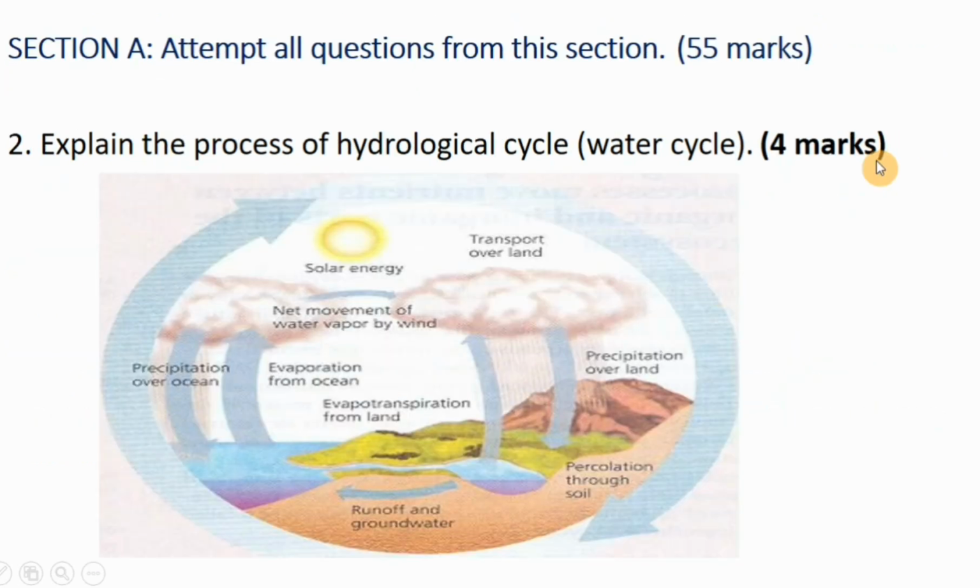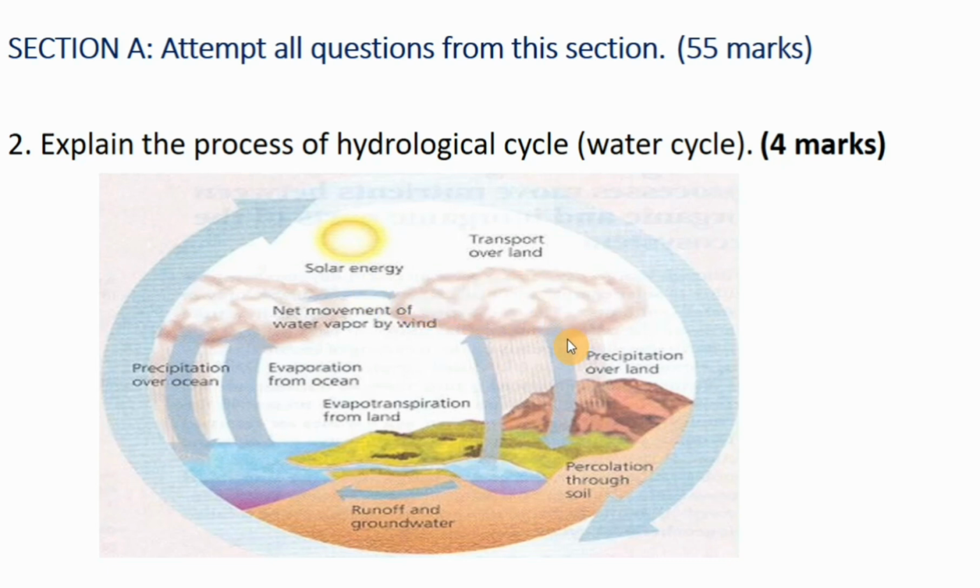So let us see. As you see, this figure explains it very well. This is the solar energy. It means that the sun is shining. As you see, there is evaporation from the ocean and evaporation from the lake and the rivers, and they make water vapor. There is motion by the help of the winds, which transports water.